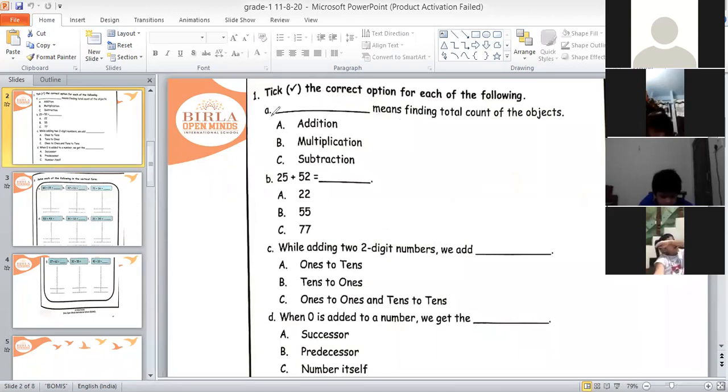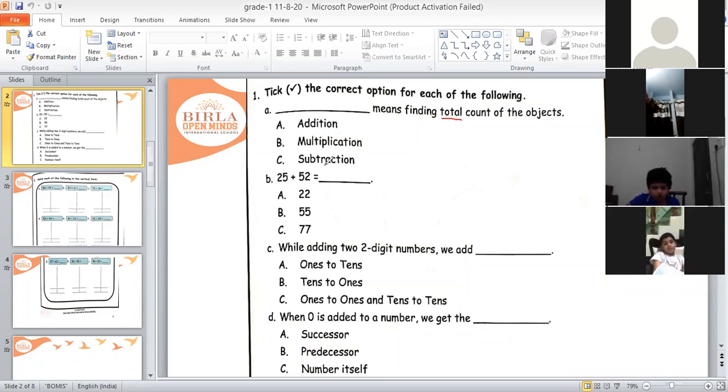Fine. So this is your first bit. A blank space is there and you have to fill here the correct answer. So now they have asked you, dash means finding total count of the objects. This word total is there. So total count means addition, multiplication or subtraction.